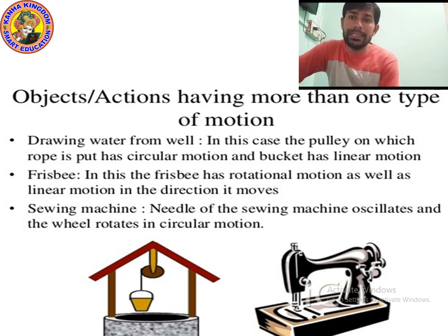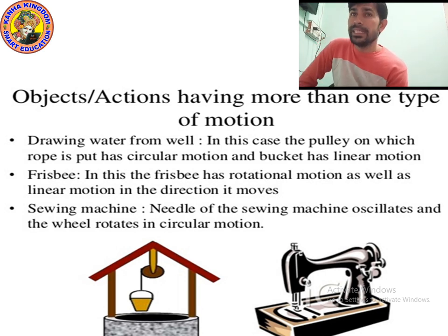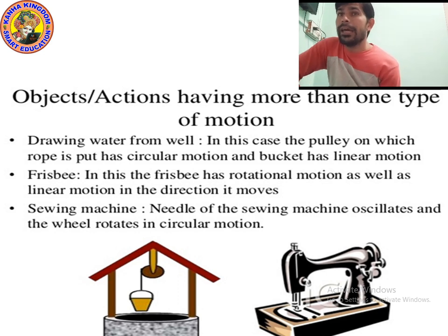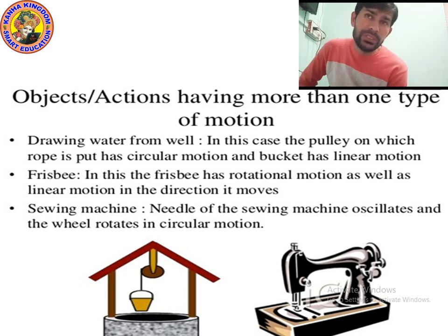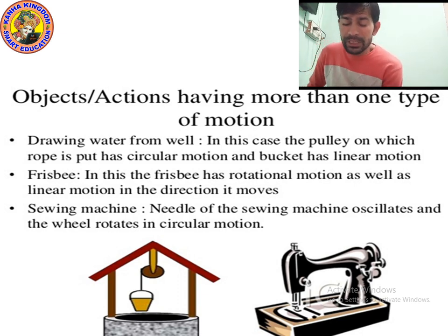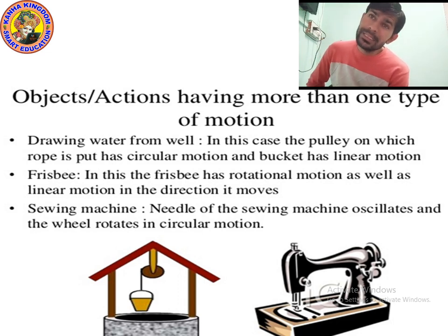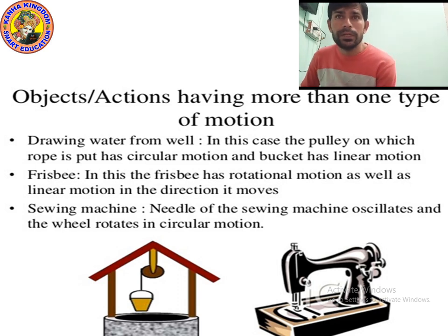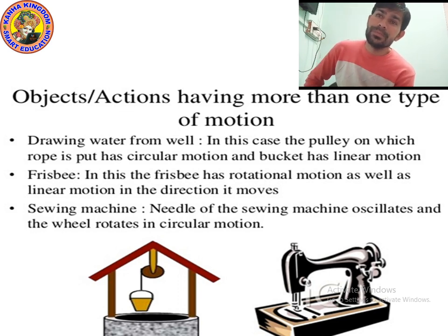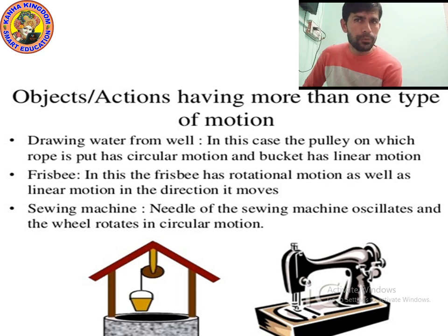Okay, now let's try to understand this topic, objects or actions having more than one type of motion. So kids, some actions show many types of motion, and some objects also show two or more than two types of motion. Okay, so as you can see in the picture, can you see the picture of a well? As you can see, through the pulley a bucket is hanging.